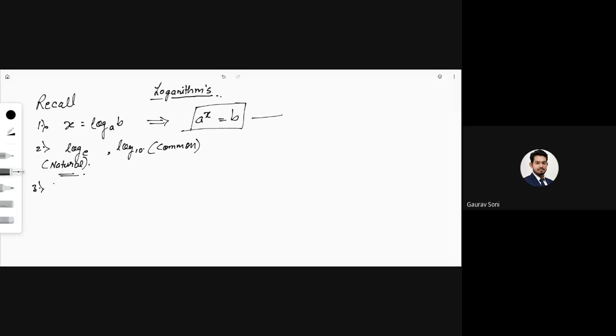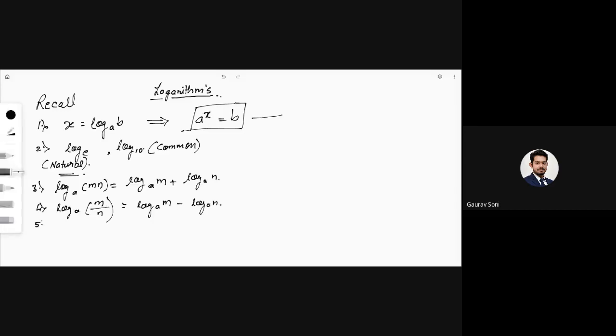Third, we have seen the properties of the logarithms, the small theorems. The theorem: log to the base a of m into n is nothing but log to the base a of m plus log to the base a of n. So logarithm says that you add if there is a product. Log to the base a of m by n is equal to log to the base a of m minus log to the base a of n.